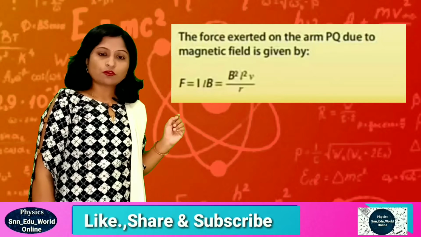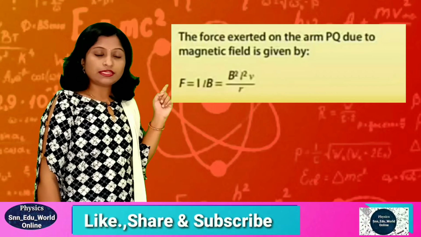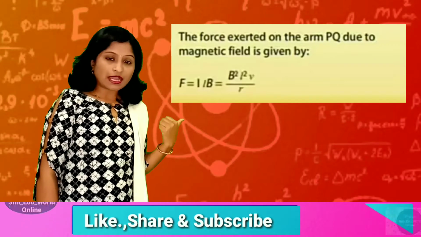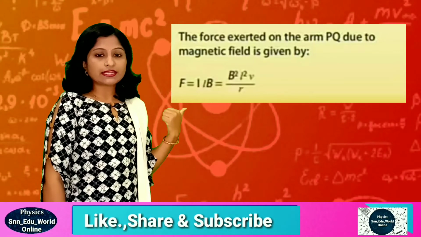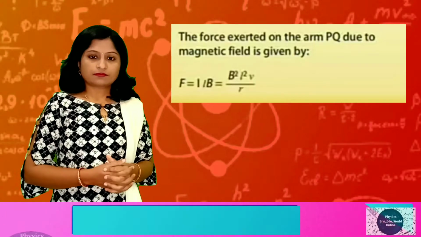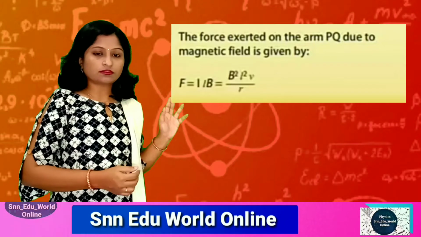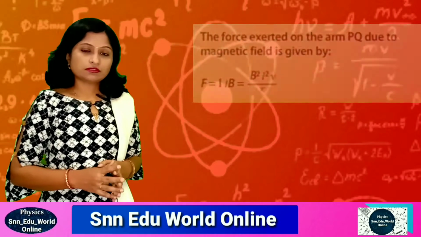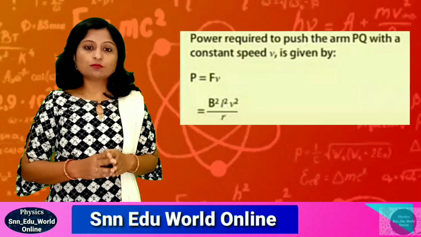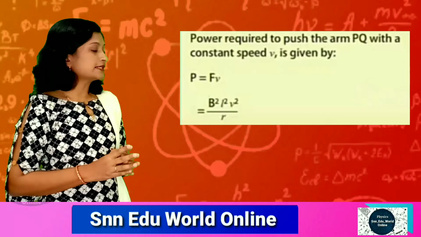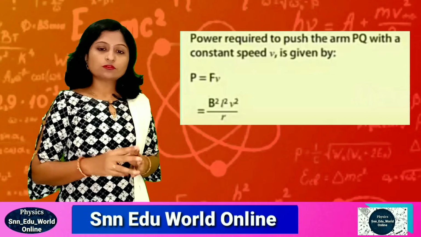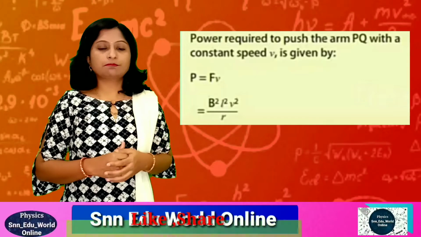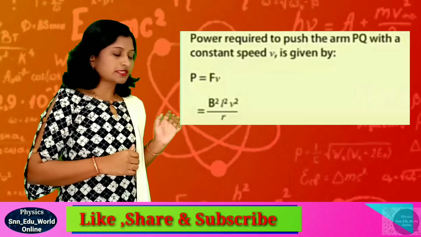Now we know the formula for I, just derived, BLV divided by R. So we substitute that in the force: ILB means B square L square V divided by R. This is the mechanical force acting on PQ. Due to this force we have to apply power to push PQ with a constant speed V. We have to push PQ continuously with a constant velocity V, and for that we require power. So the force is calculated here.